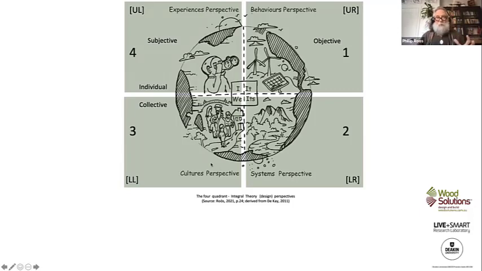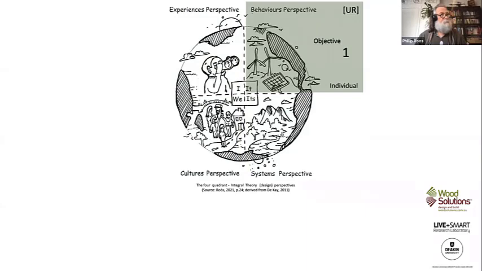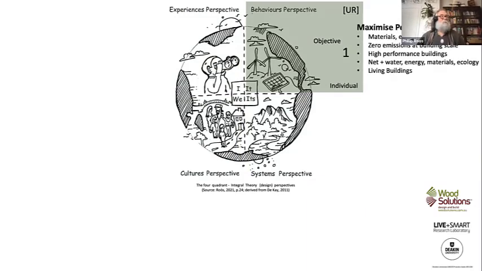So let's explore this a bit further. If we look at the first one, this is where we refer to maximizing performance. That is things like materials, energy and water efficiency and so forth. In the context of regenerative design, we want to achieve zero emissions at building scale. We want high performance buildings. This is where we look at net positive water, energy, materials, and ecology. And to achieve that is going beyond green design.